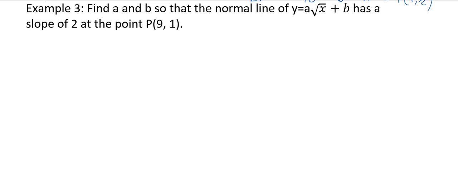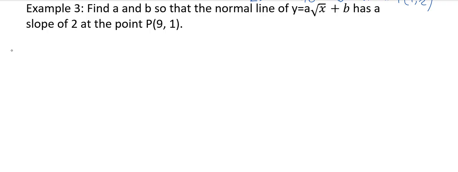It's example 3. And this one looks like a doozy, but we just got to start looking at it and figure out what do we know and what can we do. So find a and b so that the normal line of y equals a root x plus b has a slope of 2 at the point P, 9, 1. So when we see normal, we got to remember that's the negative reciprocal of the slope. So the slope at any given point is the derivative.